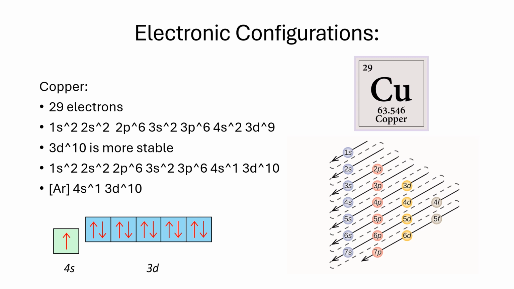The first one we're going to talk about is copper. It has 29 electrons, and it goes through the 1s, 2s, 2p, 3s, 3p, 4s, and the 3d orbitals. As you can see, it would originally go through only 3d9, but 3d10 is more stable. Therefore, we have it as 4s1, 3d10. To simplify it, you can say it starts at argon, 4s1, 3d10.